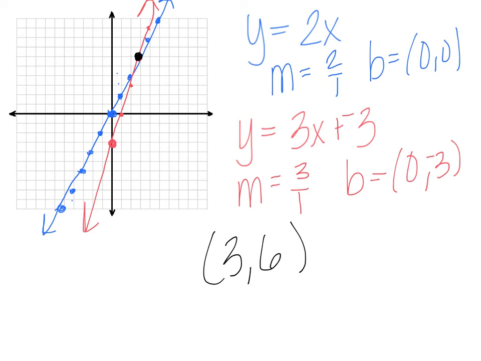So now that you have 3 examples, I want you to try it on your own. When you do your exit slip, I want you to do your graph on a separate sheet of paper, and you're going to put your ordered pair in the answer.